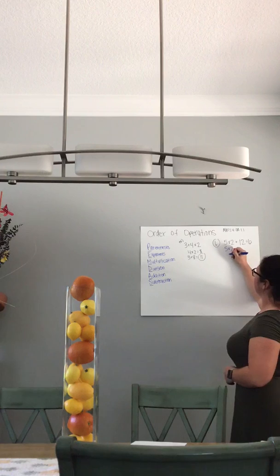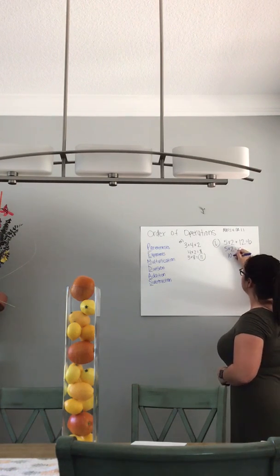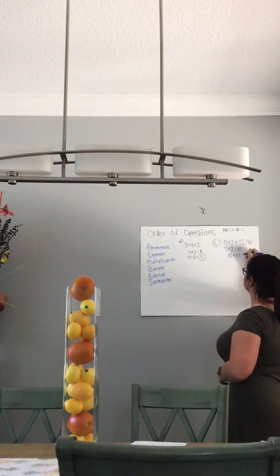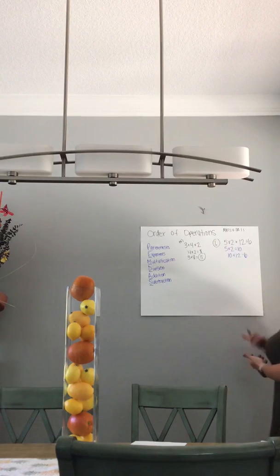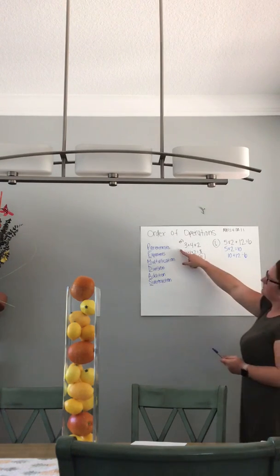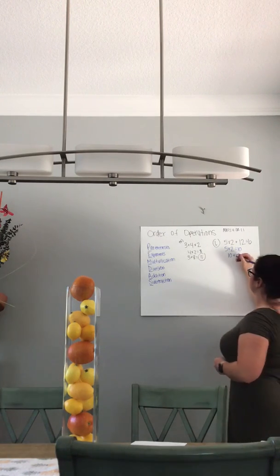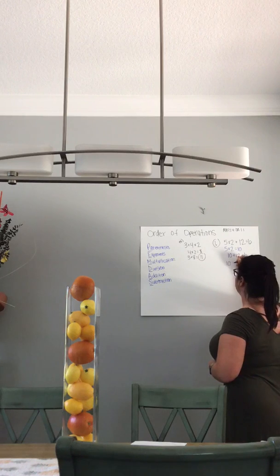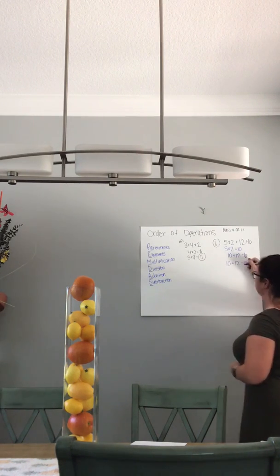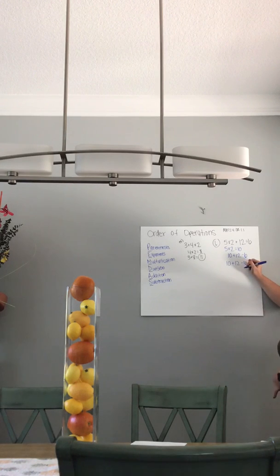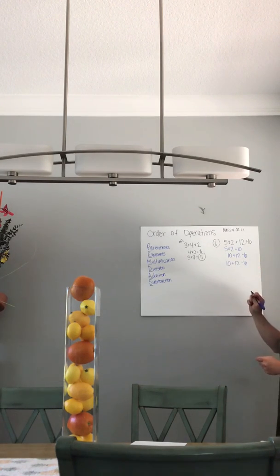So I'm going to rewrite the problem. 10 plus 12 divided by 6. Okay, next I'm going to go down. Division's next. 12 divided by 6. I'm going to rewrite 10 plus 12 divided by 6, and that gives me what? 2.